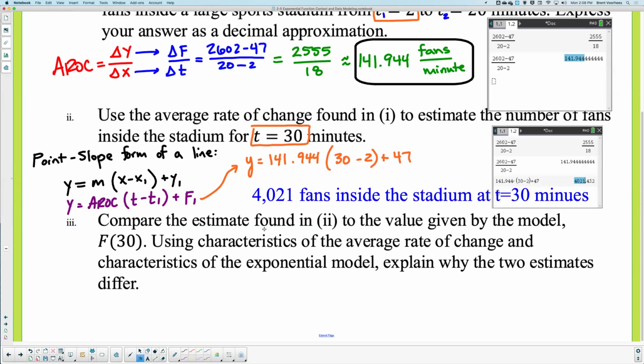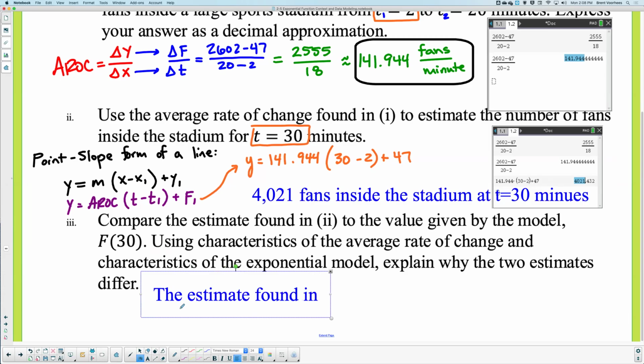Well, let's make sure we write it in the same order. What I do is I just write it out by copy. I don't say compare. Compare is going to be where we say they're either equal, less than, or greater than. So I'm going to write it this way. I'm going to start here and say the estimate. I just ignore the word compare. The estimate found in part II, 4,021 fans, is what? Equal to, less than, greater than.